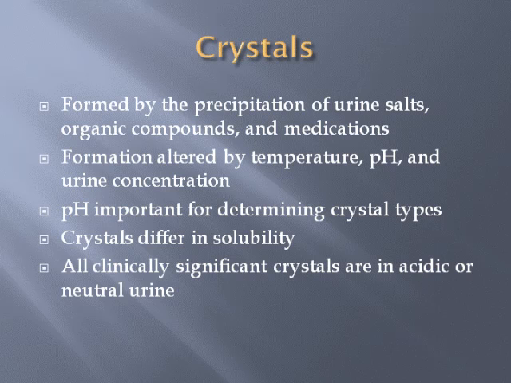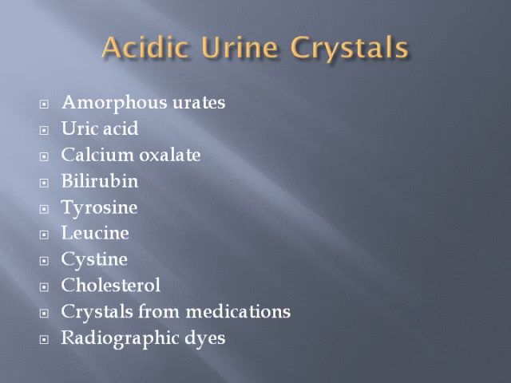And all clinically significant crystals appear in either acidic or neutral urine. So the ones that appear in alkaline urine are really not clinically significant. However, guess what? We still do report them. So I've organized our crystals by pH, and I've listed the different kinds of crystals that we would find in acidic urine. I have them listed here, and we're going to talk about them pretty much individually.